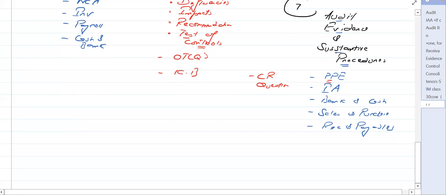So substantive procedure is all about checking that particular transaction within the financial statements and related records, ledgers, registers, and things like that. So a very, very interesting area, and something very important for the exam. And then objective test case questions.